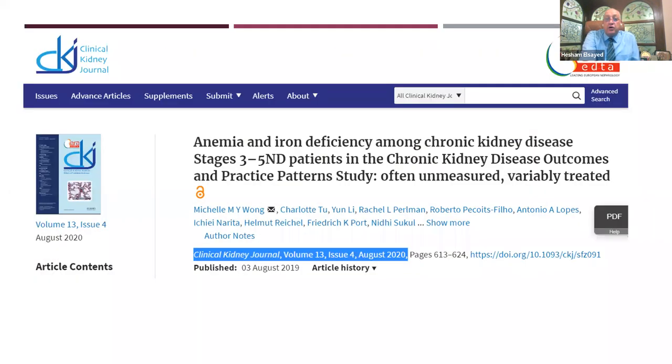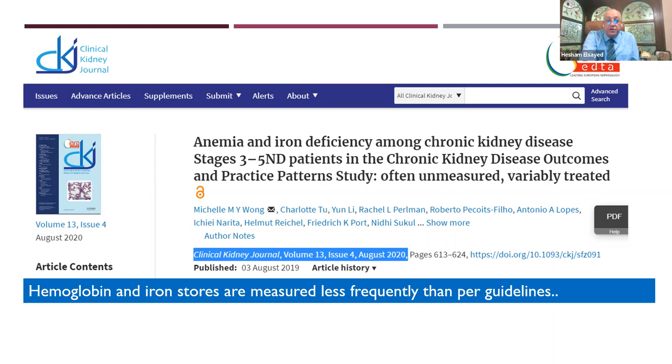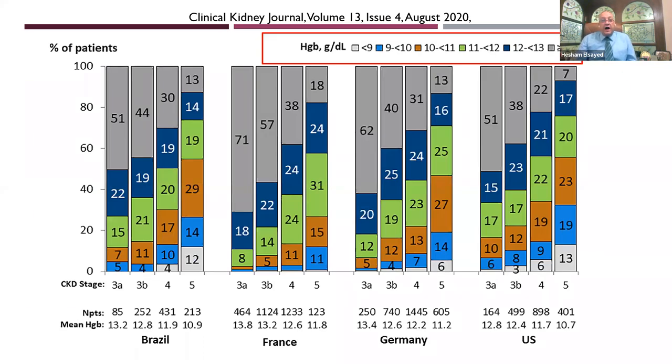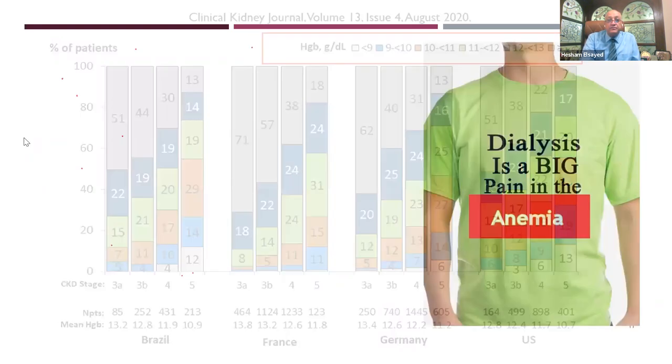Anemia and iron deficiency, in other words, what is the outcome in the practice pattern study? It is unmeasured. Hemoglobin and iron stores are measured less frequently than the guideline recommends. It is estimated that nearly half of patients did not discover they were anemic in the pre-dialysis stages, with huge variability between patients in the percentage of patients at each hemoglobin level. For example, we have patients from below 9 up to 13. So this is huge variation in hemoglobin in the pre-dialysis stage.